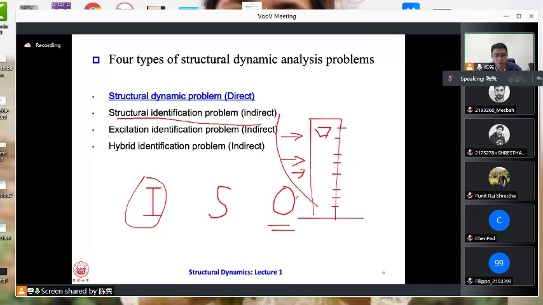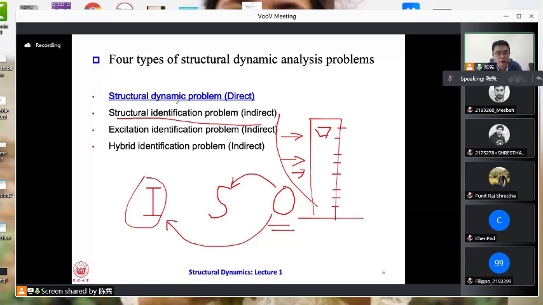And you need to use the output to determine the system, the structure's parameters. And at the same time, you need to identify the input. So this is a very difficult problem. It's impossible, but it can be done when you introduce some assumptions, okay? Of course, mathematically, this is not a well-posed problem. This is impossible. You cannot use only this one to determine both of these two. So you need more assumptions to make it solvable.